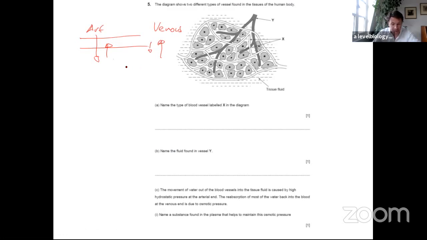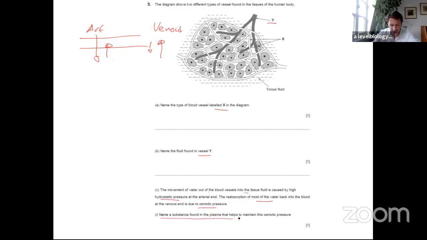But this is another point of why understanding osmosis is important. So name the type of blood vessel. Well, it's a capillary. Name the fluid found in Y. Well, Y is a lymphatic, the lymphatic system, so it's lymph. And then here's the point. The movement of water out of the blood vessels into the tissue is created by the high hydrostatic pressure. The reabsorption of the water back into the blood is due to the osmotic pressure.